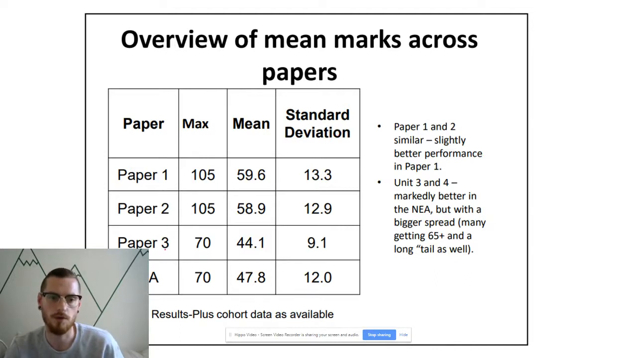We've got paper 1, 2, 3, and this is your coursework, non-examined assessment. Main thing to see here, the mean mark is actually slightly higher on paper 1, but marginally so versus paper 2. Standard deviation is also slightly higher on paper 1, but you can see there's not really much difference between your 2 papers, paper 1 and 2, in terms of challenge.